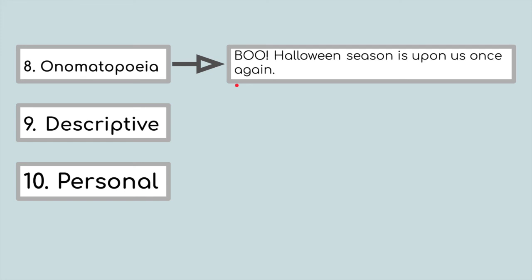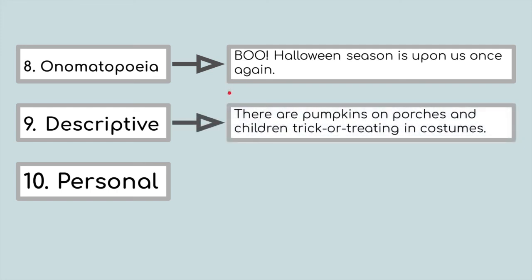Alrighty, friends, two more. I hope you're understanding and doing well, and keep trying your best to write your own examples too. All right, my example of descriptive is, there are pumpkins on porches and children trick-or-treating in costumes. You see how this kind of sets the scene. If you close your eyes and you think about this sentence, you can probably envision what it looks like to have pumpkins on porches, or even see children trick-or-treating. Or maybe you're even envisioning you in a costume if you celebrate Halloween or you've ever done that before.